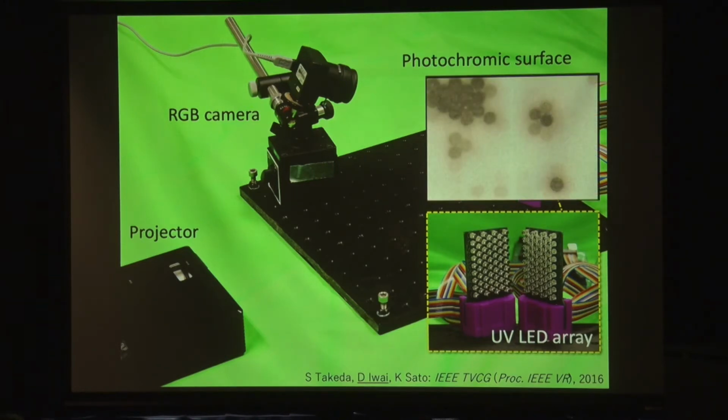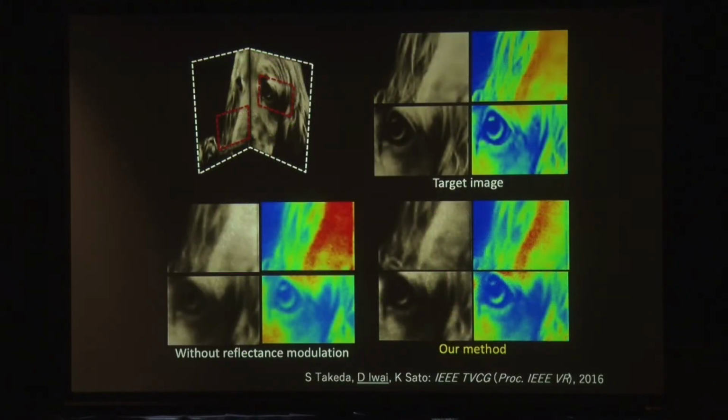This is an example of the reflectance modulation. We project an image onto this surface to see if the contrast is improved. Here's the result. We projected a dog face image onto the corner surface. When we focus on these two areas, projection mapping without reflectance modulation provided a less contrasted result than the target image. For example, in this eye area, the contrast becomes very low. On the other hand, our method provided better contrast and an image of increased contrast.